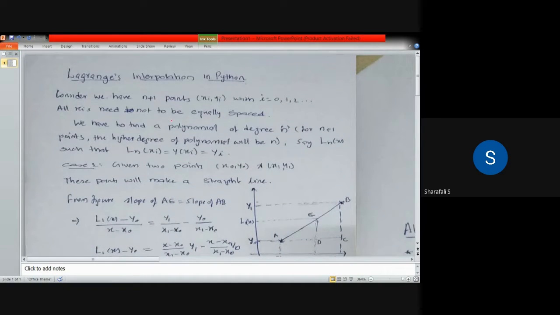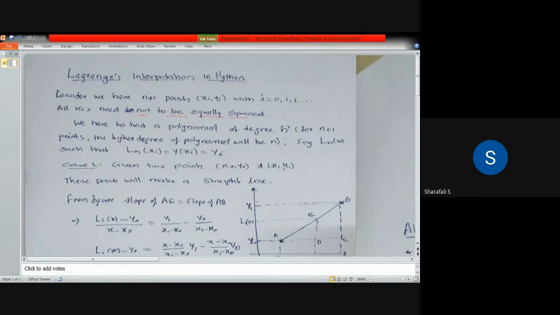So here we have some x values which may be equally spaced, but mostly we can use this particular technique even if the x values in the given data set are not equally spaced. Okay, in those cases also we can use this Lagrange's interpolation technique.